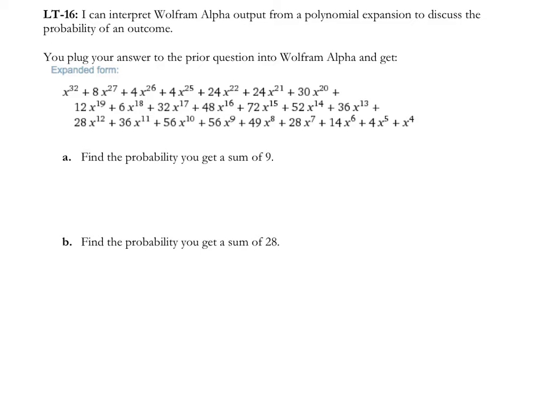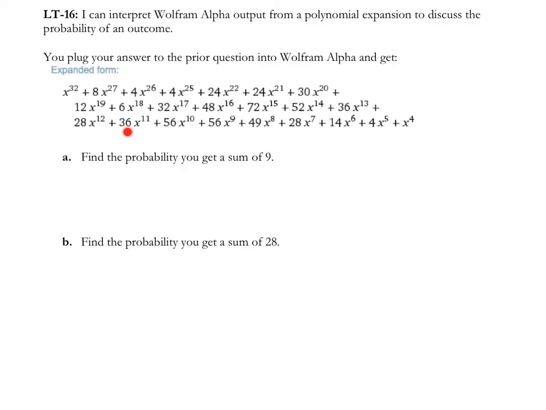So if you took your answer to the previous question and plugged it into Wolfram Alpha, you would get this polynomial. Now, when you get this polynomial, the exponents represent the possible sums you can get from having spun that spinner 4 times and added up the results. So if you had taken that spinner on the previous question, spun it 4 times, and added up the results, the 32, the 27, the 26, the 25, the 22, and so on, those would be the possible sums that you could get from doing that experiment.